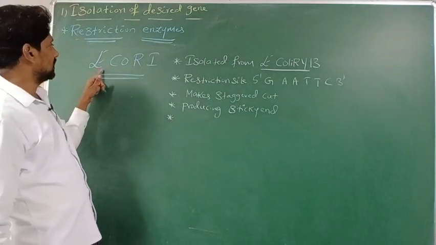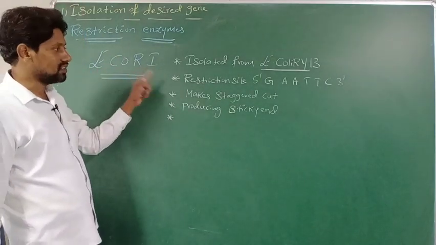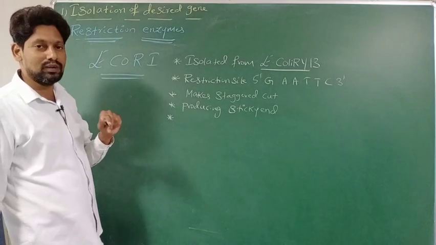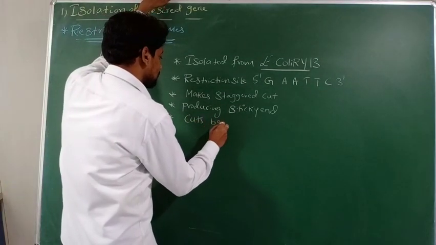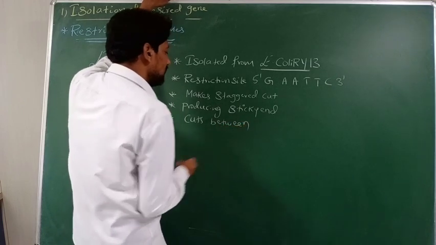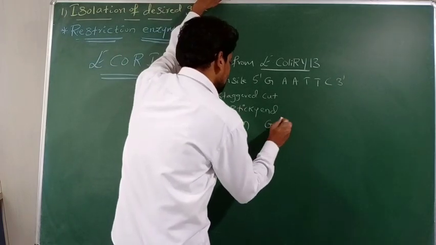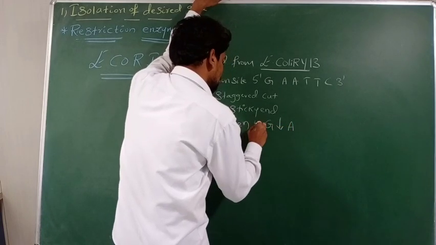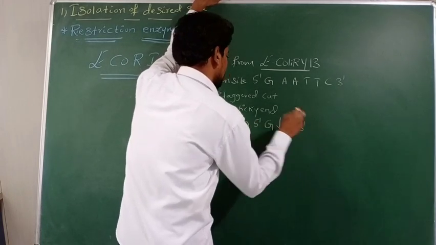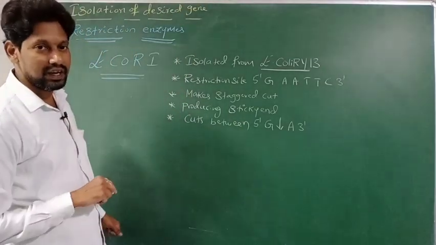We are discussing Eco R1. It cuts between what and what? G and A. Therefore, it is cutting in between G and A. Cuts between G and A. Is this statement okay? Clear?